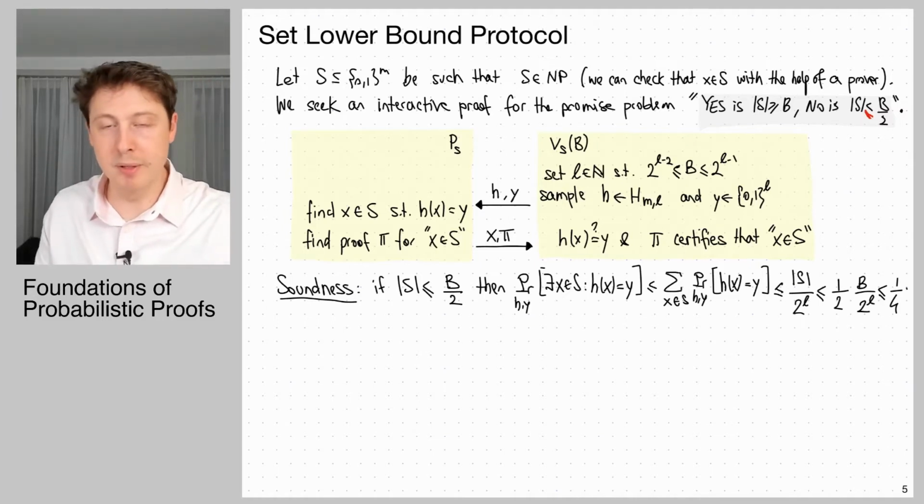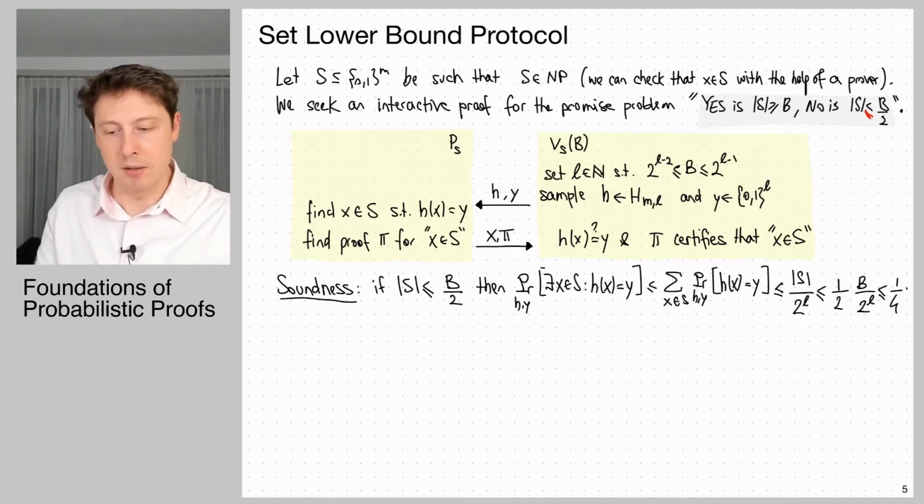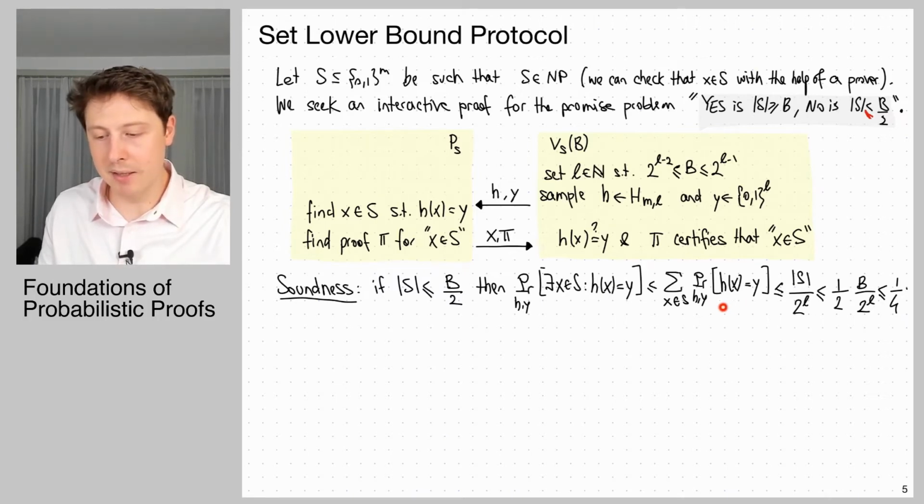Just pause for a moment so that people are following. Union bound here. Then here, we're just saying that once we have a union bound, the probability that for any particular x this holds is at most 1 over 2 to the L, and we have at most size of S x's. We have a bound on size of S because we are in the soundness case. It's at most B over 2. And our choice of B was at most half of 2 to the L. So overall, this is at most probability 1/4.